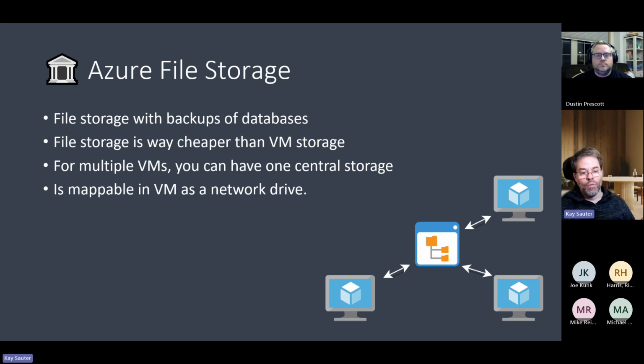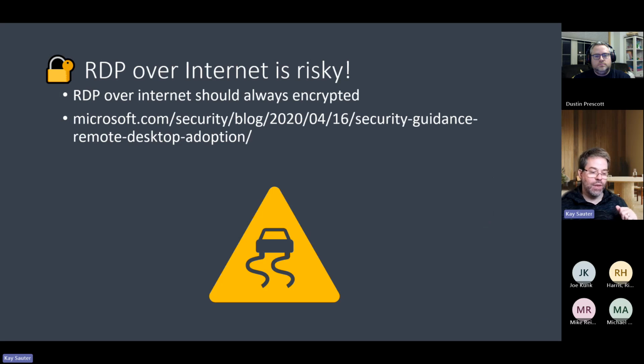So what I do is we have the storage with the backups of the database. The storage is way cheaper, and it is shared for multiple VMs. It's also mappable on a VM. So if you have a VM on Azure, you can map this to your VM, so you have easy access from there as well.